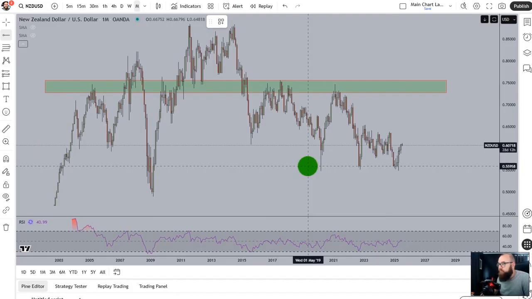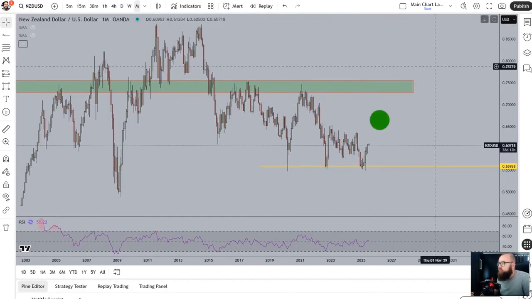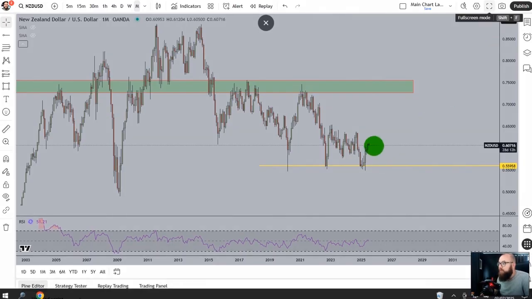I believe this is the second or third area that we marked, this support here. So a great area to buy, but what happens if price breaks below this support area? Well, it could act as resistance. We could see a reversal down off this area.